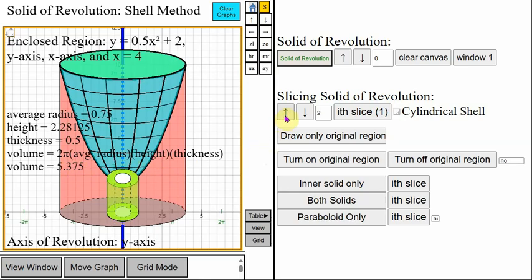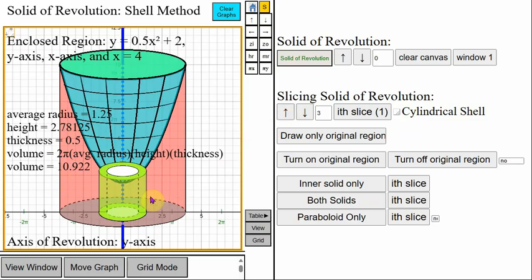Here's shell number 2. The inner radius is 0.5 and the outer radius is 1, so the average radius is 0.75. To get the height, we use this equation and replace x with 0.75, which gives 2.28125. Again, the thickness is 0.5, so the volume will be 5.375.